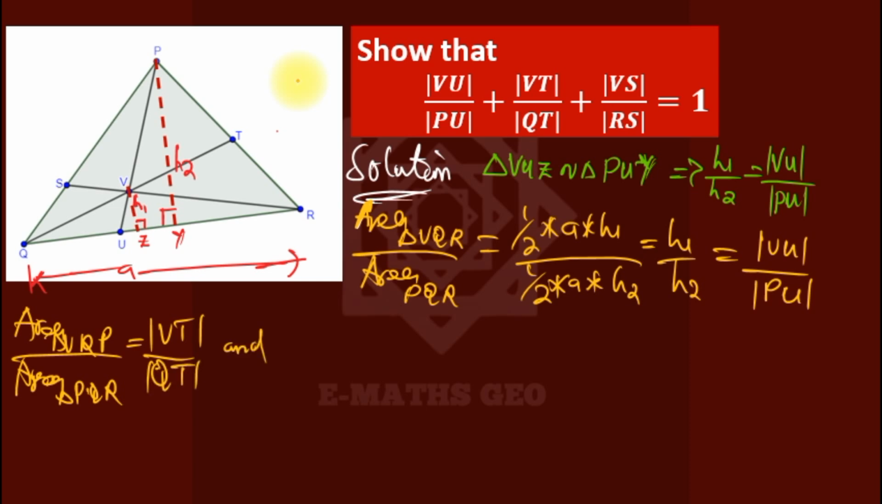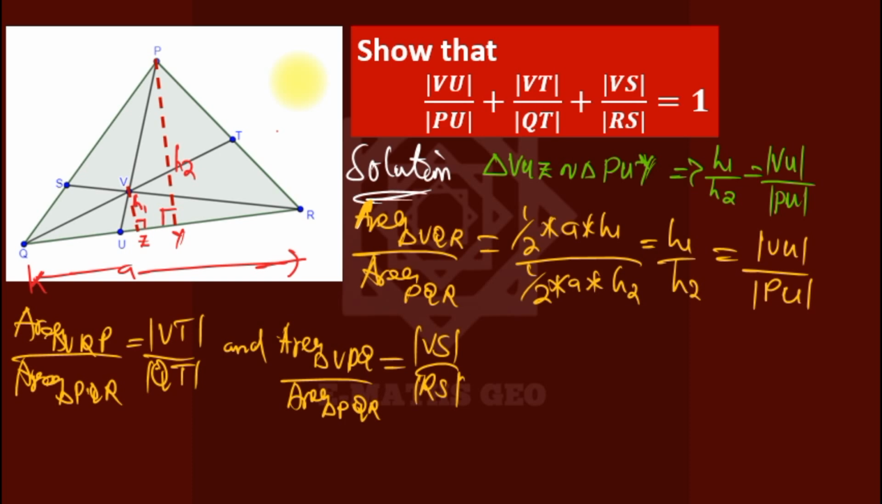And the last two triangles. We have the ratio of triangle VPQ to that of the big one, triangle PQR, which will be VS over RS. So what do you have to say?